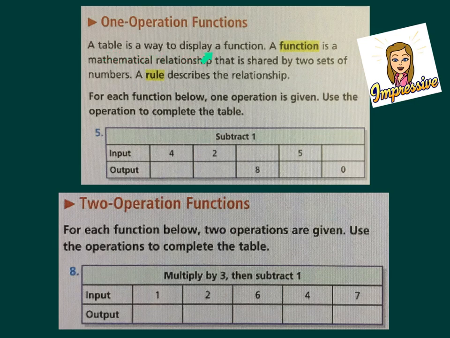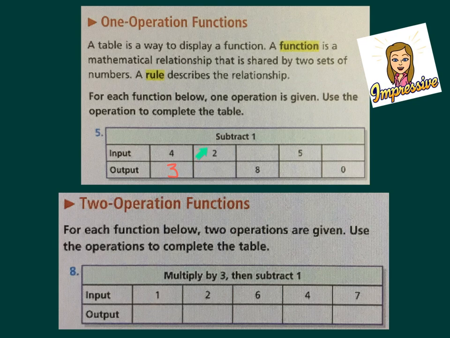A table is a way to display a function. Remember that this is a table. A function is a mathematical relationship that is shared by two sets of numbers, and a rule describes the relationship. So basically these numbers are best buds, and this is the rule here at the top of the table that helps us figure out how to get the input to become the output. So in this case, the input needs to subtract 1 so that the robot can put out the answer. So if this is 4, the rule is subtract 1. 4 minus 1, the output, the thing that will come out of the robot, is 3.